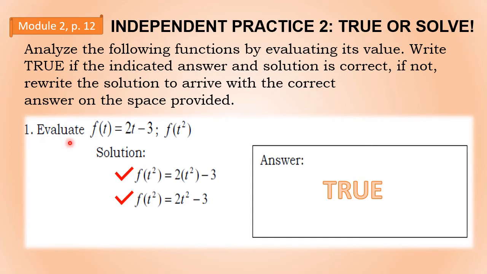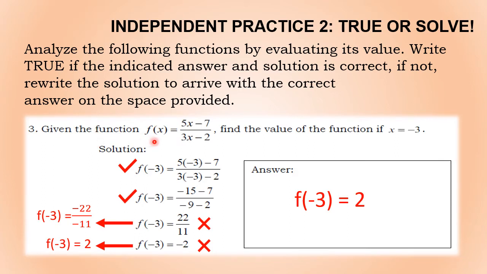Number 1. Evaluate f of t is equal to 2t minus 3. f of t squared. Solution. That would be f of t squared is equal to 2, t will be replaced with t squared, 2t squared minus 3. And we multiply 2 by t squared, that would be 2t squared. Then we copy minus 3, hence our final answer is 2t squared minus 3, and the solution is correct, hence it is true.